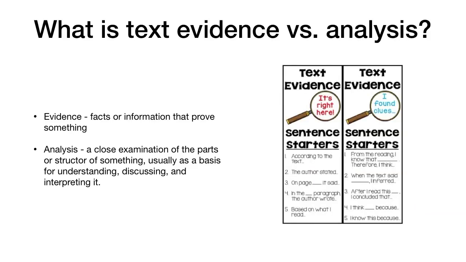So what is text evidence versus analysis? Evidence is the facts or information that prove something, while analysis is a close examination of the parts or structure of something. Basically, it's how we discuss or interpret the information. Textual analysis is studying the evidence in a text to understand its meaning. Textual evidence is information in a text that backs up your analysis.